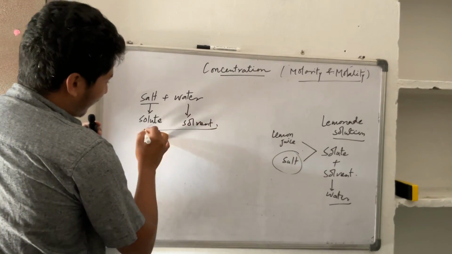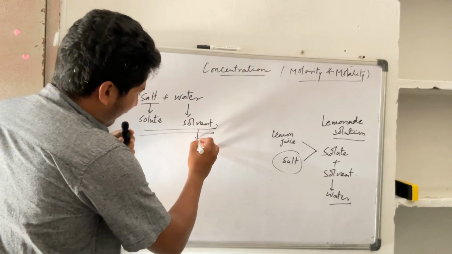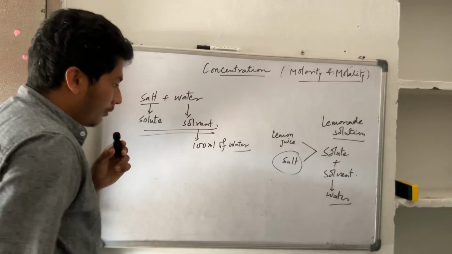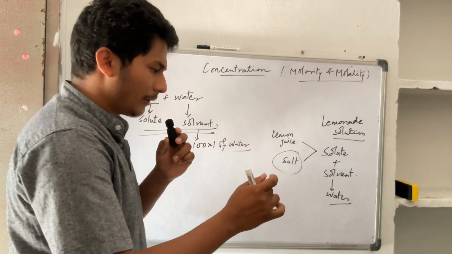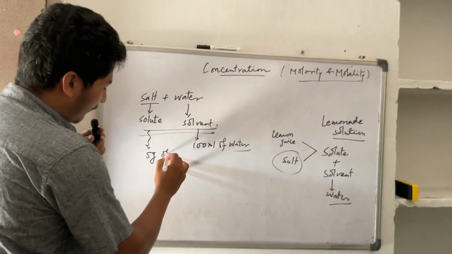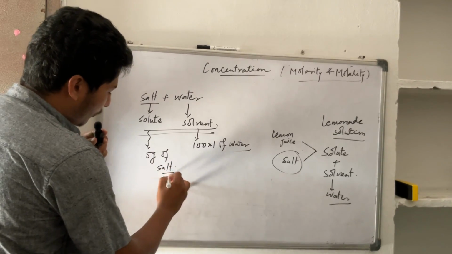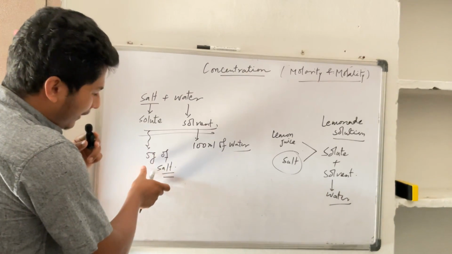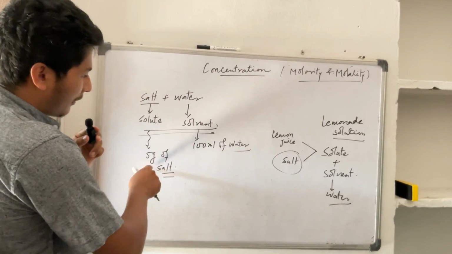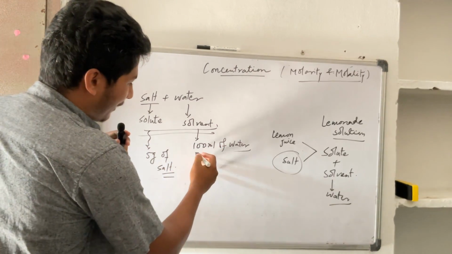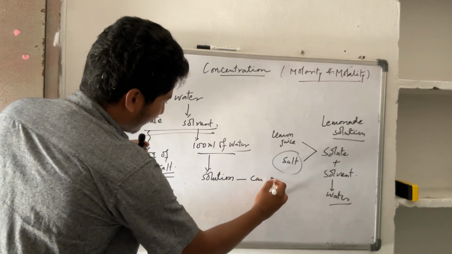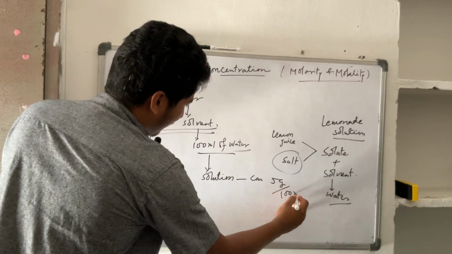Okay. Now let's try to quantify it. Let's say we have taken 100 ml of water. Now if we want to prepare a salt solution, we will take some amount of solute, let's say 5 gram of salt. So if you're quantifying that this many grams of salt we have taken in 100 ml of water, then we can say that 5 gram of salt is mixed with 100 ml of water, and we prepared a solution whose concentration is 5 gram per 100 ml water.